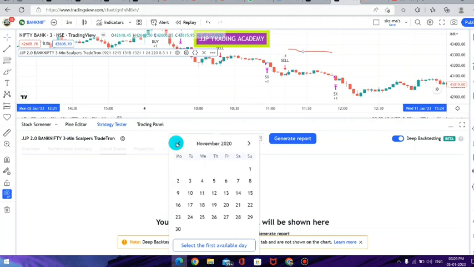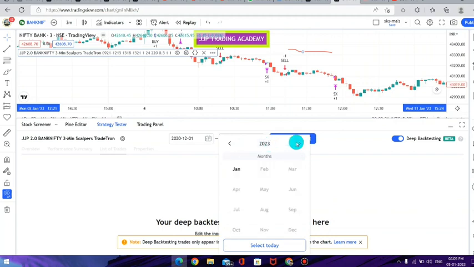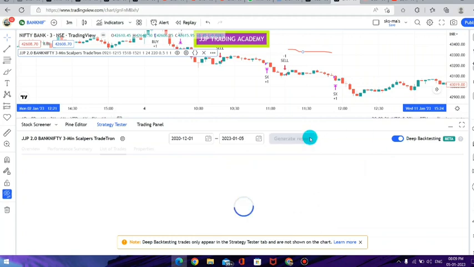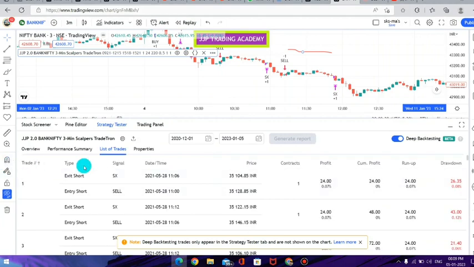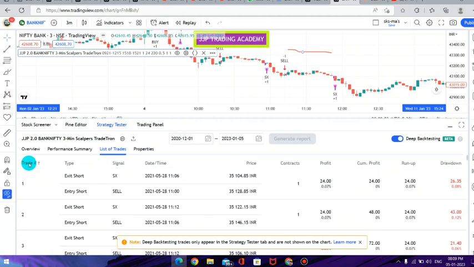So I have just given 2021 only, because more than this it will not be available. From this month also I have just selected till date. So now you can see the backtest from 2021 5/28. This is the backtest from this date till now we are seeing. So almost 19 months we are getting the backtest right now from deep backtesting.